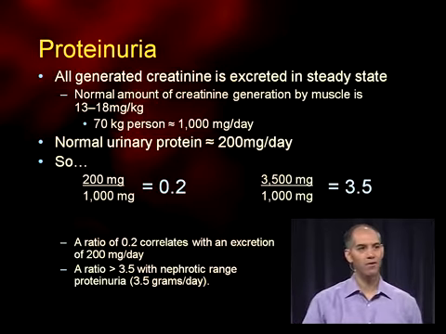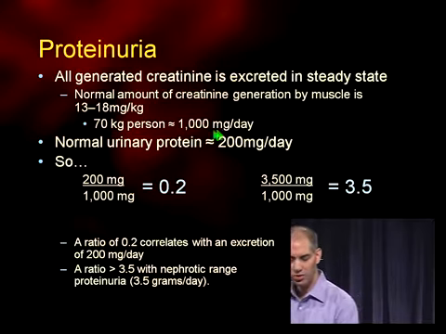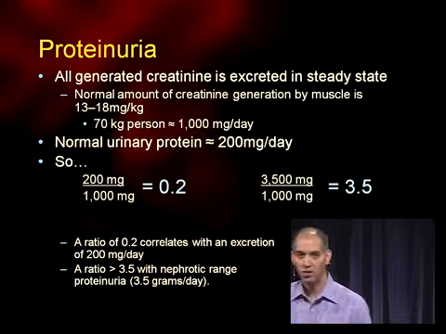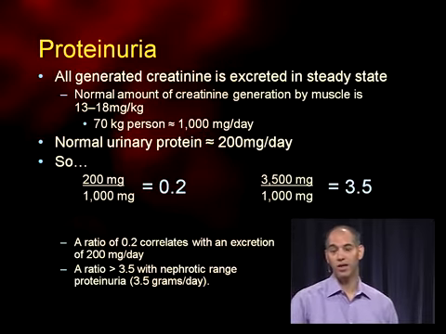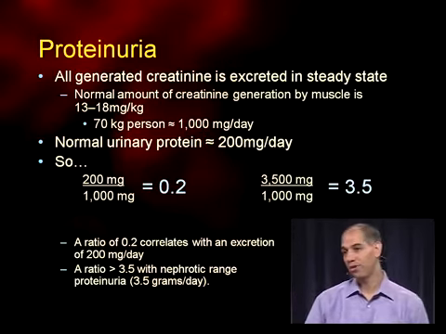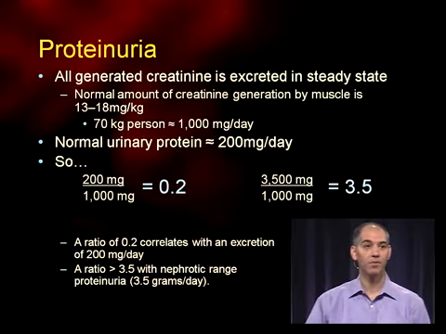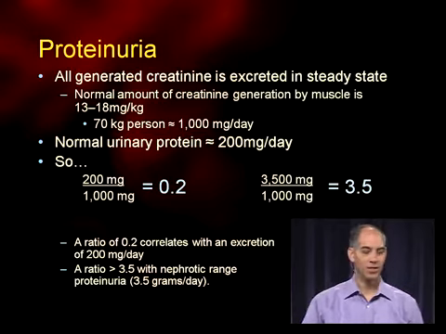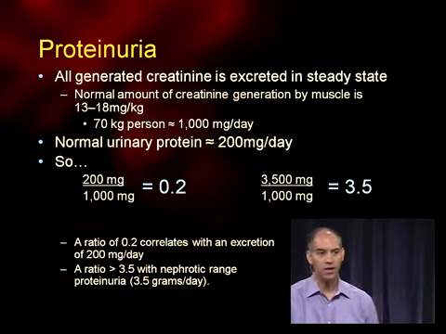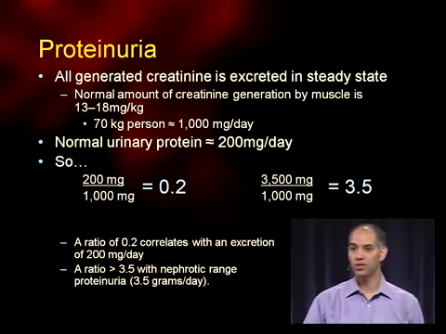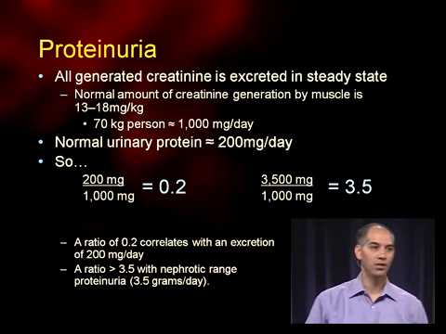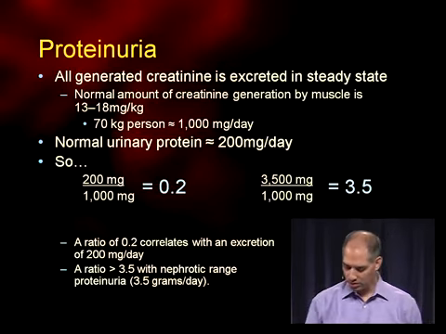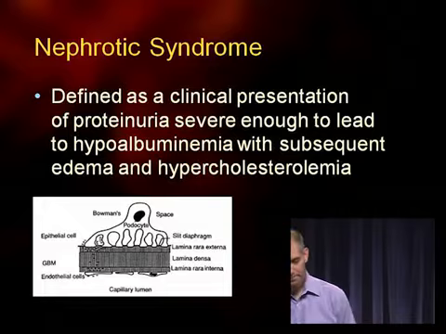Again, the number I gave you there was for an adult: normal protein of less than 200 milligrams per day, normal creatinine of 1 gram per day, so the ratio is 0.2. That's true in pediatrics as well. A small child may only have 300 or 400 milligrams of creatinine in a day, but the amount of protein should still be less than 0.2 of that. And so a ratio of 0.2 is normal. Anything higher than 0.2 indicates that there is excess protein coming out in the urine.